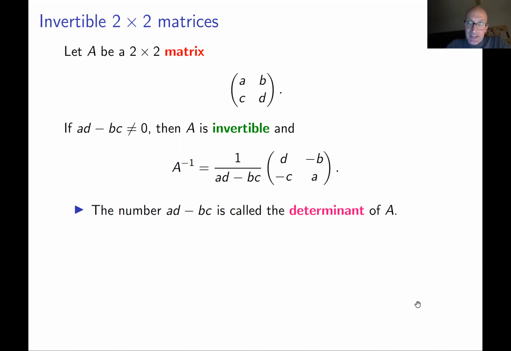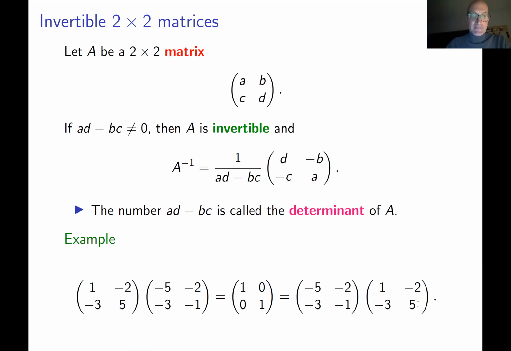You will see a little bit later that the number AD minus BC is called the determinant of the matrix A. Some of you maybe already met determinants in school. And then you will see the formula for the determinant of a 3 by 3 matrix, and an inductive formula for the determinant of an n by n matrix. We will do it later in a couple of weeks.